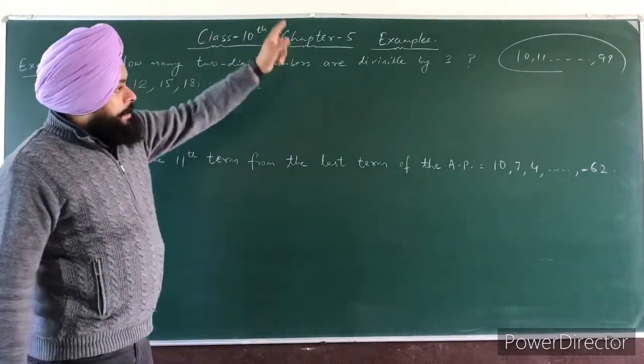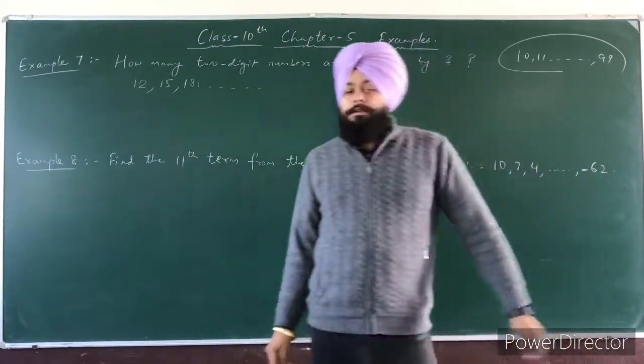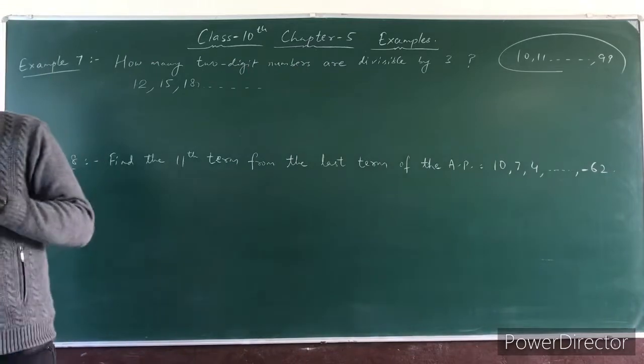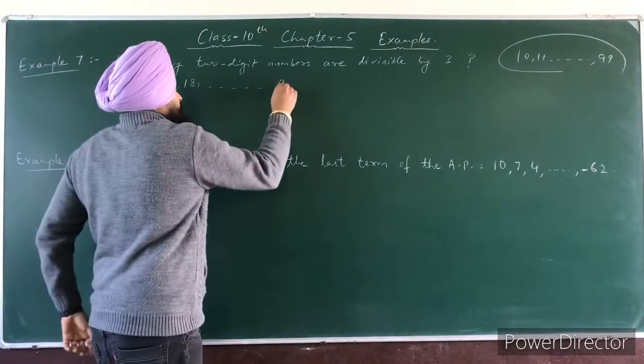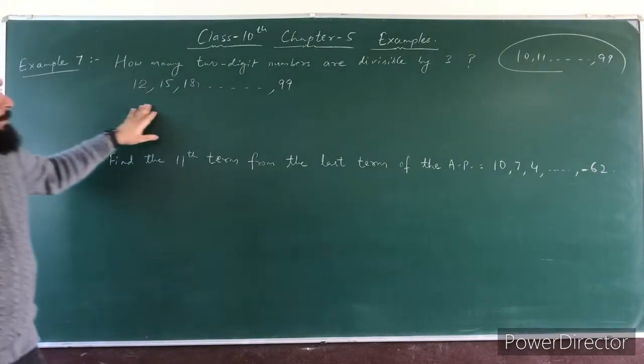Alright. So now see the last number. The last number is 99. Is 99 divisible by 3? Yes. 99 is also divisible by 3. Now this is the list of numbers.